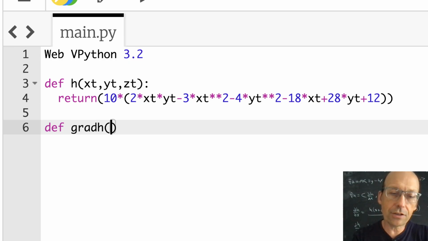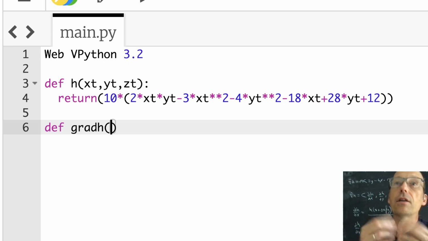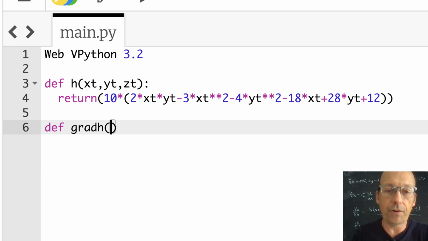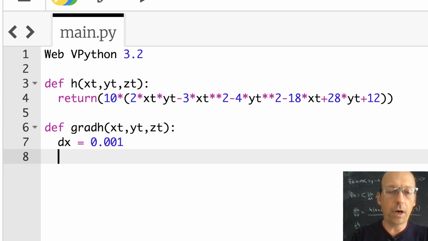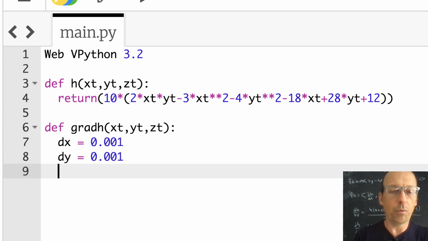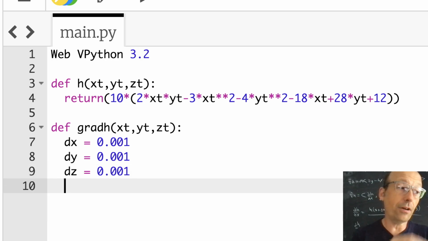I'm going to say grad h because I am using that function h, the global function. I'm not going to redefine it. But I am going to pass to it xt, yt, zt. I have to give it some coordinates to find the location of that. Okay, so I need my dx. I'm going to say 0.001, dy is 0.001, dz is 0.001. That's how much I'm going to move back and forth in order to find these things.